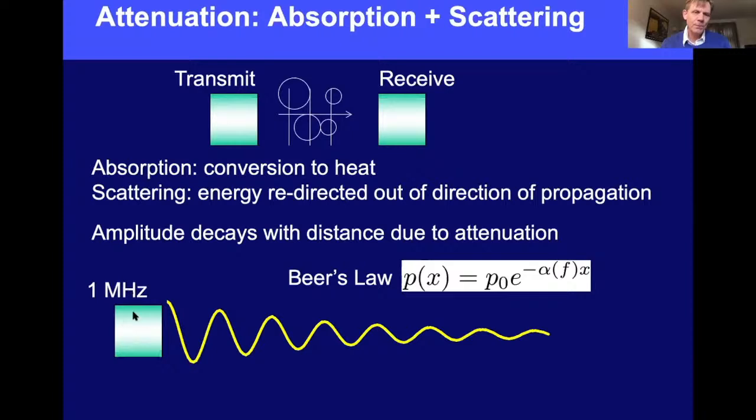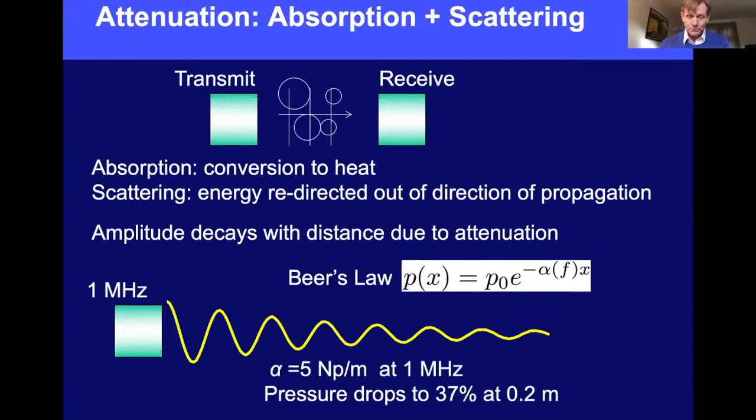So for example, if you have a 1 megahertz transducer and you looked in space at what the waveform looked like, it would oscillate up and down, but the amplitude would decay. And note that the frequency won't change, but the amplitude changes, and this is due to attenuation, due to energy being removed from the wave. And a typical value at a megahertz in soft tissue is an absorption coefficient alpha of 5 nepers per meter, which means that the pressure will drop to 1 over e, or 37%, at 0.2 meters, or at 20 centimeters.